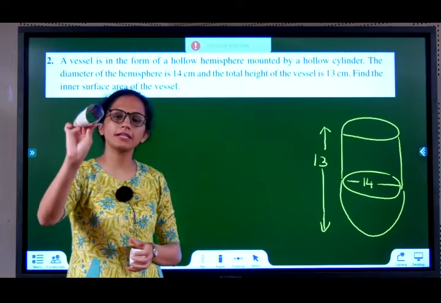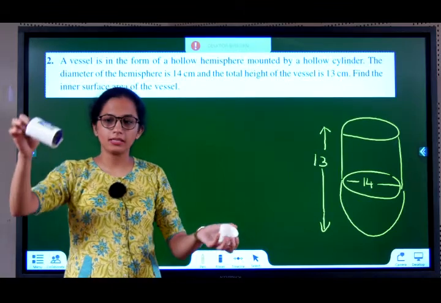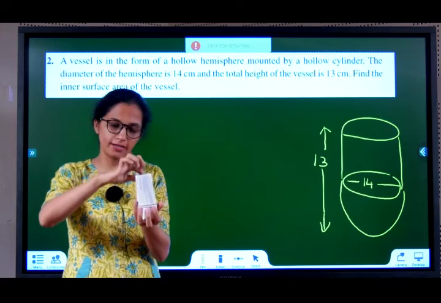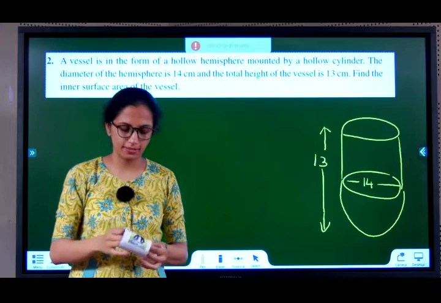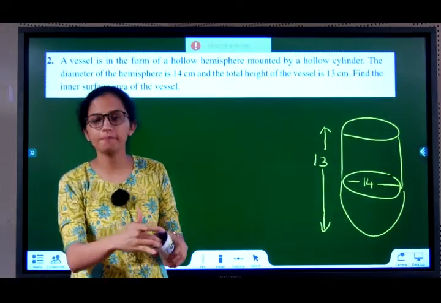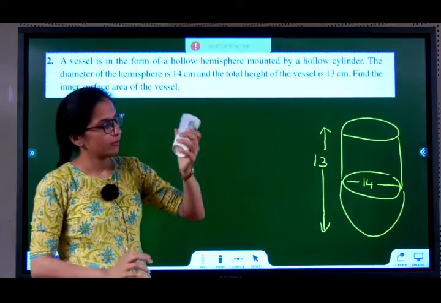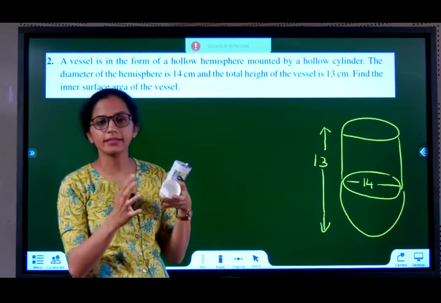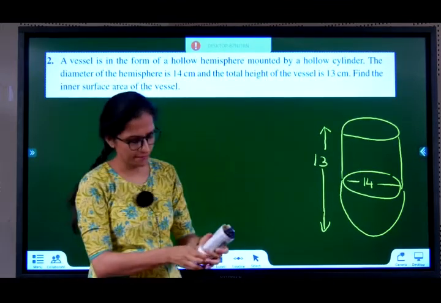So we have a hollow cylinder here and we have a hollow hemisphere. The hollow hemisphere is mounted by a hollow cylinder. Find the inner surface area of the vessel. Inner surface area means this inside part. I am painting inside the vessel now. Whenever they don't mention the thickness of the vessel, outside radius, inside radius, how thick it is, don't bother. Inner surface area, outer surface area will be similar.